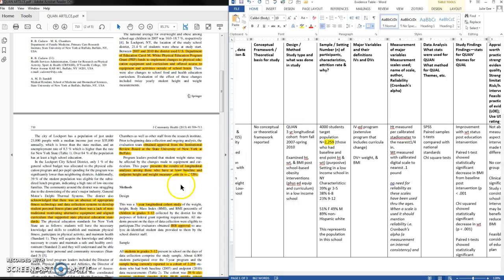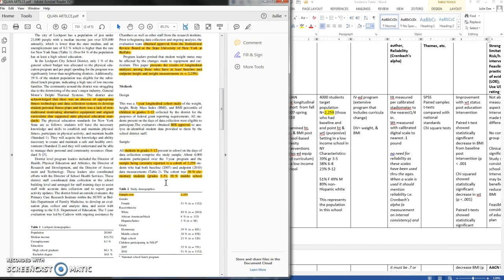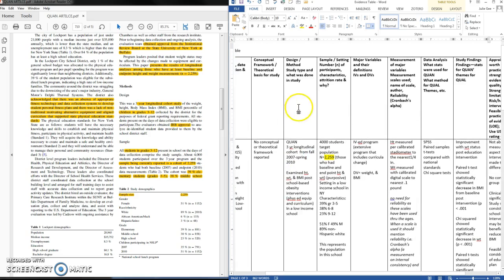Okay, so if we want to talk about our design method, study type, and what was done, we know it's a quantitative study, and it's a 3-year longitudinal cohort study from the fall of 2007 to 2010. So that's really important to get in there, okay? We know that was the study type.